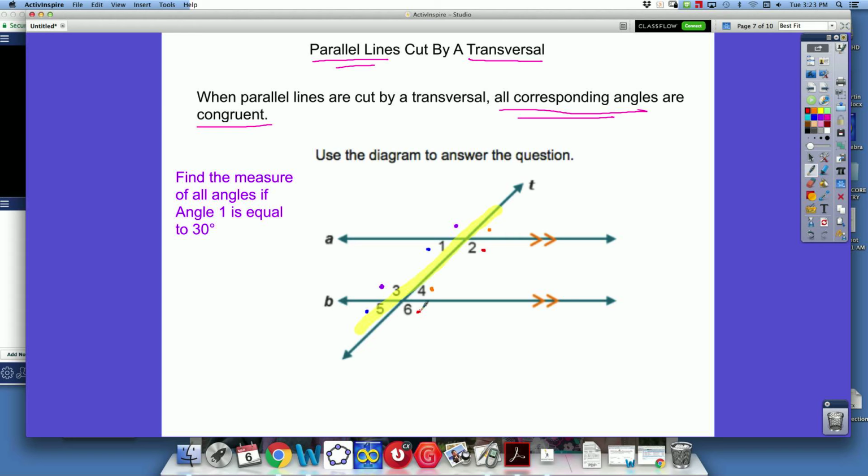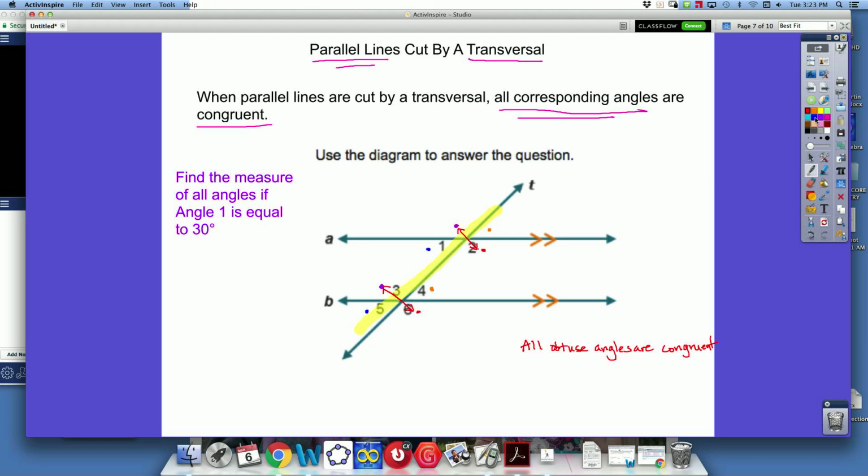Now the other cool rule is if I notice this purple dot and this red dot, these are opposite each other, so that means these two angles are congruent, which means this set of angles is also congruent. So that means in this picture, all the obtuse, or the bigger than 90 degrees, angles are congruent.